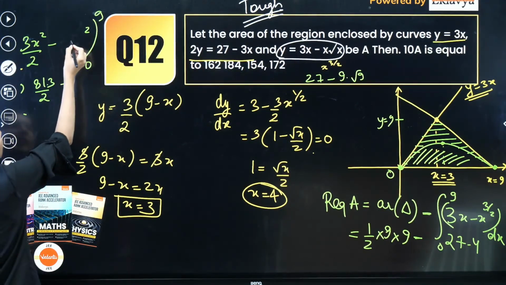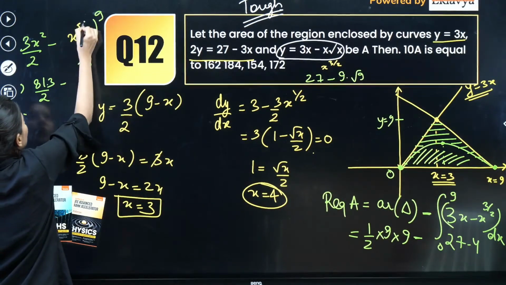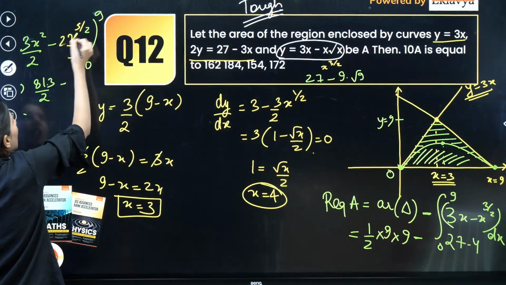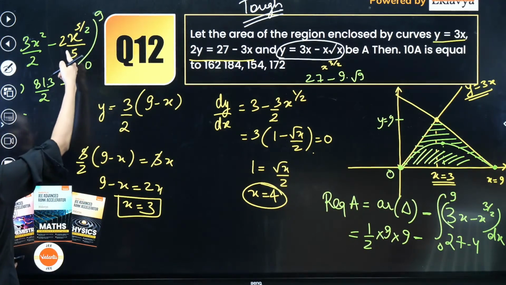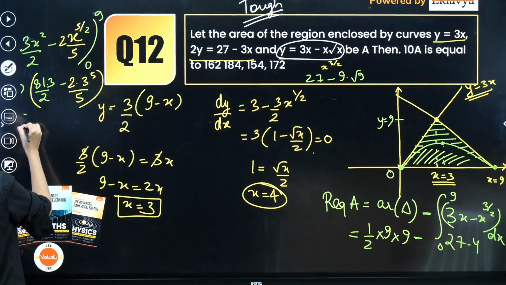So I'm going to get x raised to power, the integral of this is 3 by 2, so 5 by 2 and 5 by 2. Now put x equals 9. So this is 3, 3 raised to power 5 by 5. Correct. Now you can just calculate.